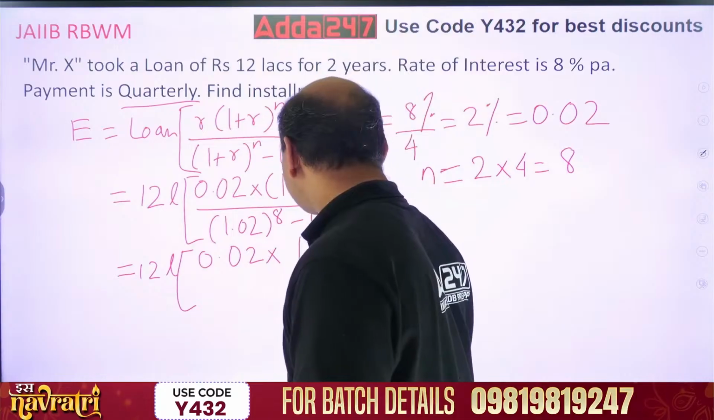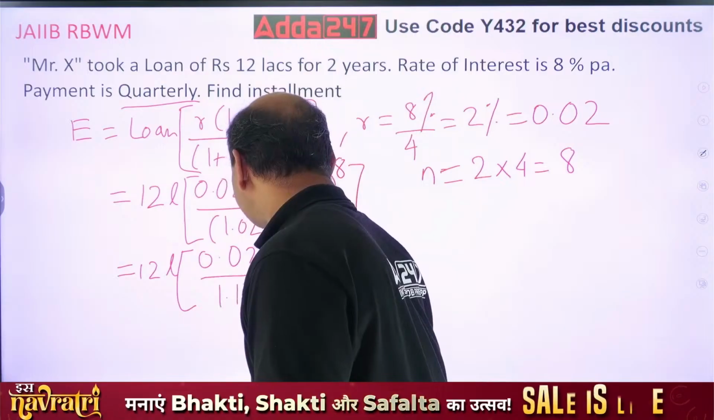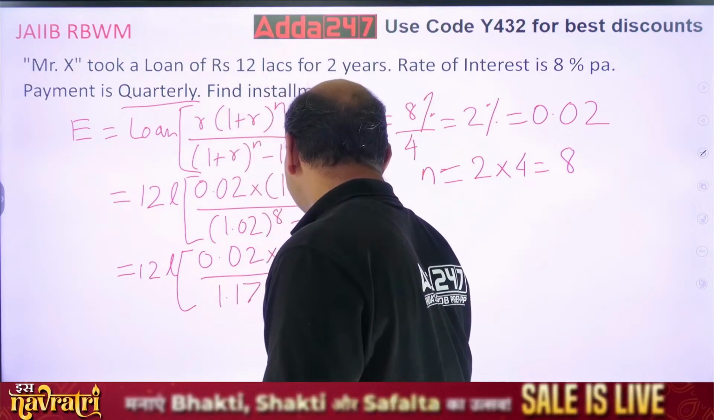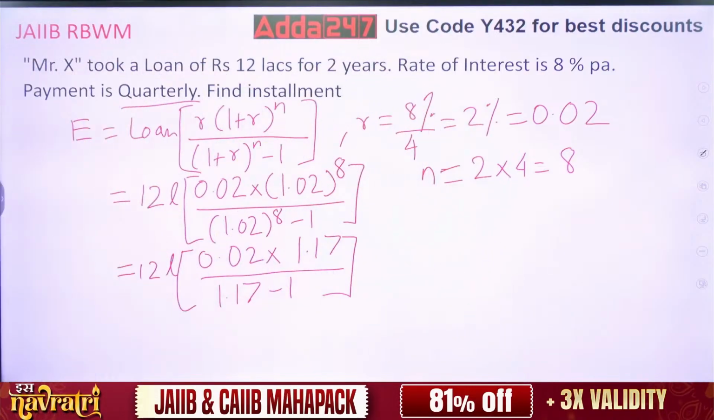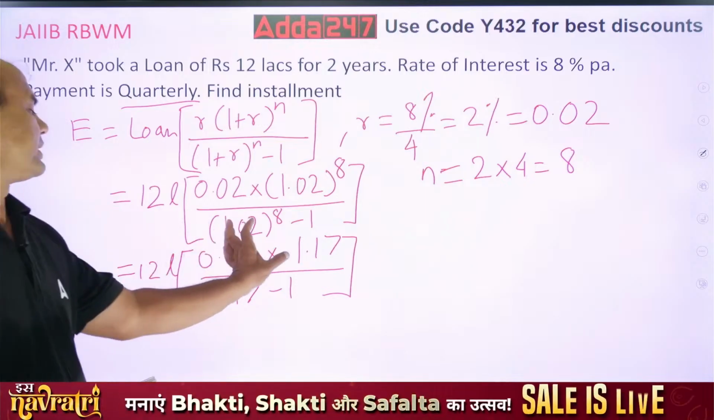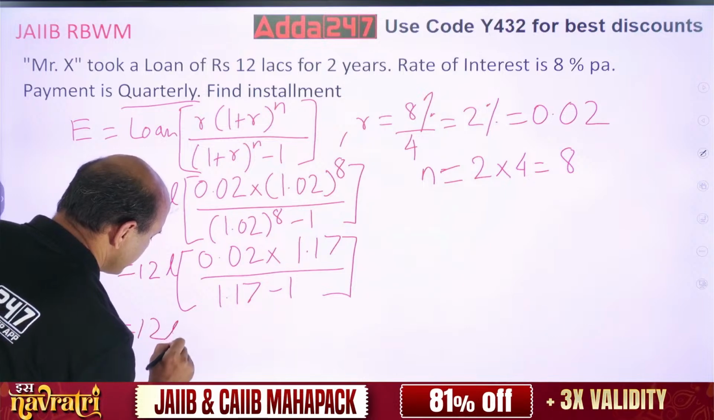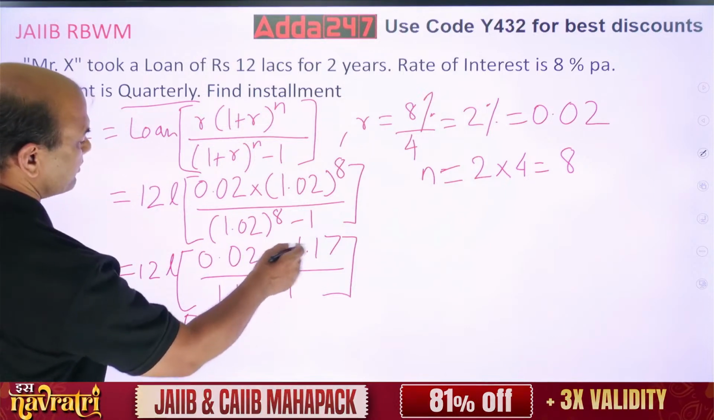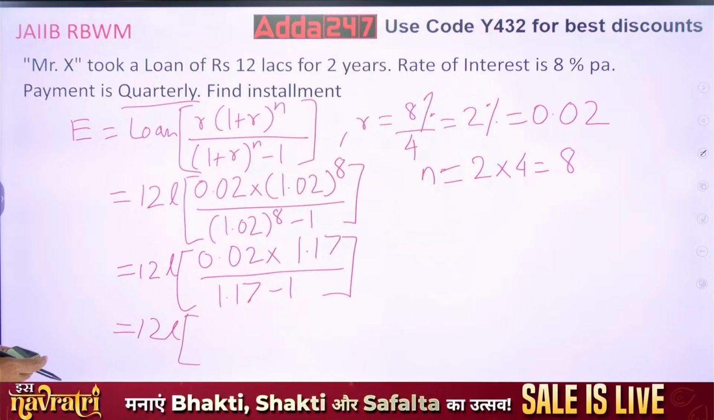So 1.17, the whole upon 1.17 minus 1. See, the same figure, that's why I said write it down, because you will be needing this 2 times. Got it? So solve it now. So what will be the answer for this multiplication now? So I'll write it over here. 12 lakhs into, now this multiplication is what? 1.17 into 0.02. Do it. Into 0.02, so 0.023.